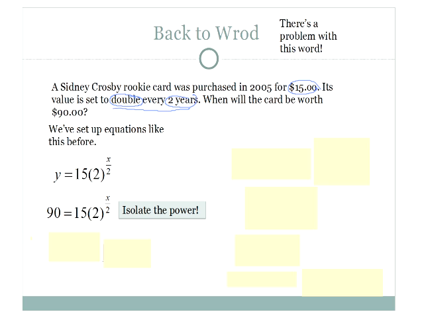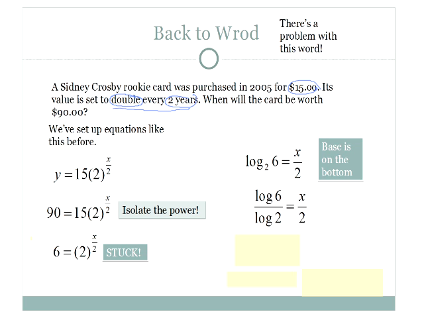Now I'm going to solve this exponential equation by isolating the power, dividing everything by 15. And of course, it looks like I'm stuck because I can't get common bases, but I'm okay with that now. I'll go to log form. Log to base 2 of 6 equals x over 2. Well, if I put the base on the bottom here, I can evaluate log to base 2 of 6 by calculating log 6 over log 2. Multiply both sides by 2. And so in 5.17 years, the card will be worth $90.